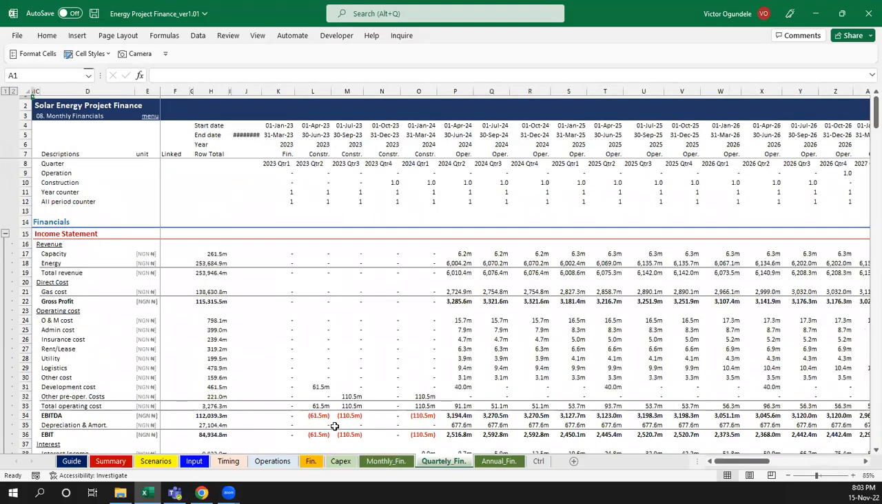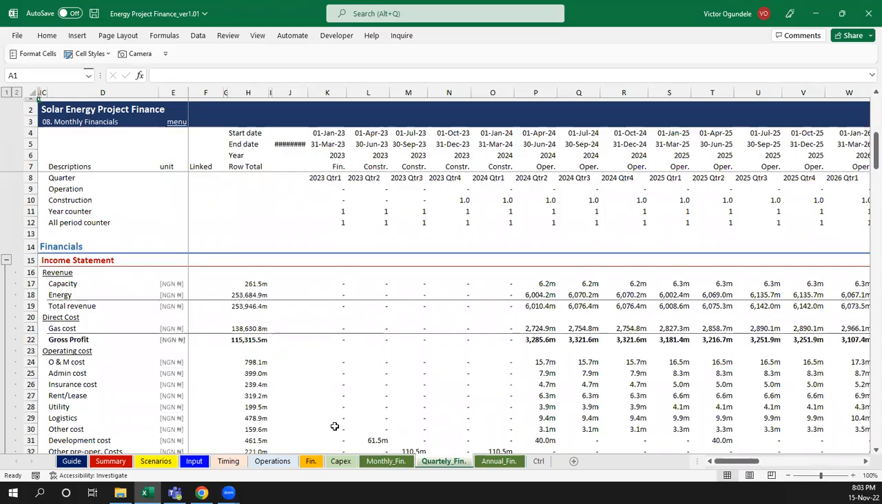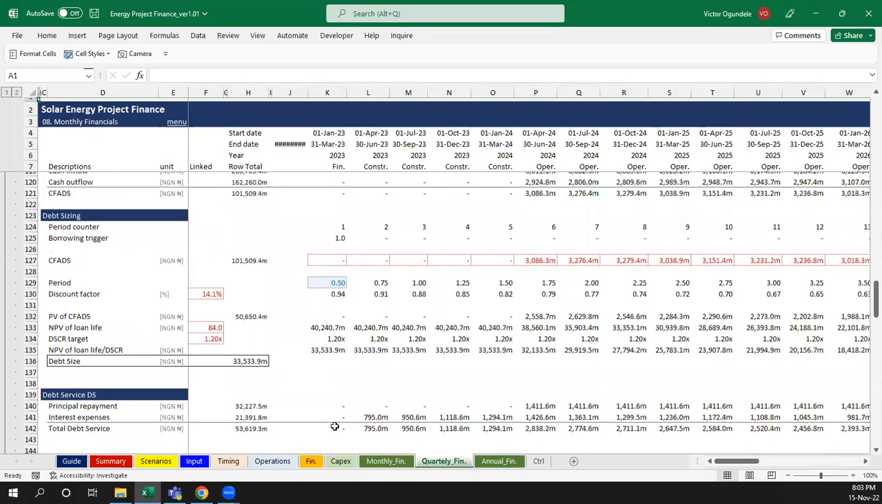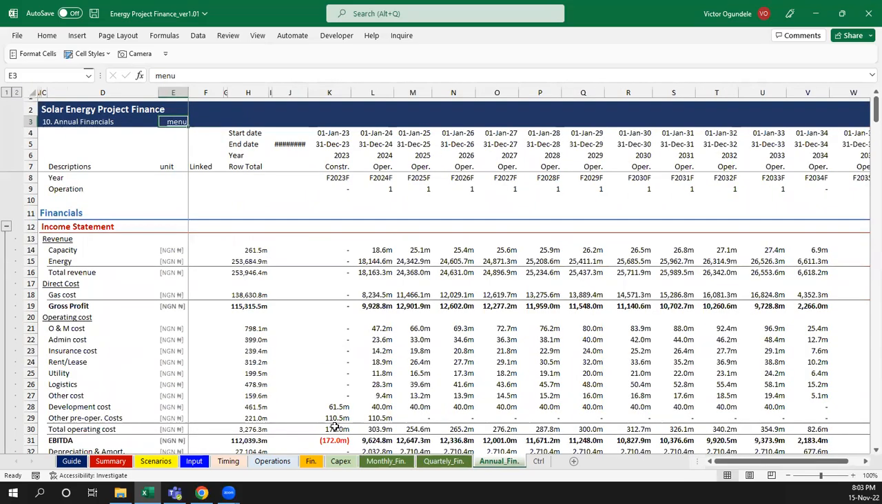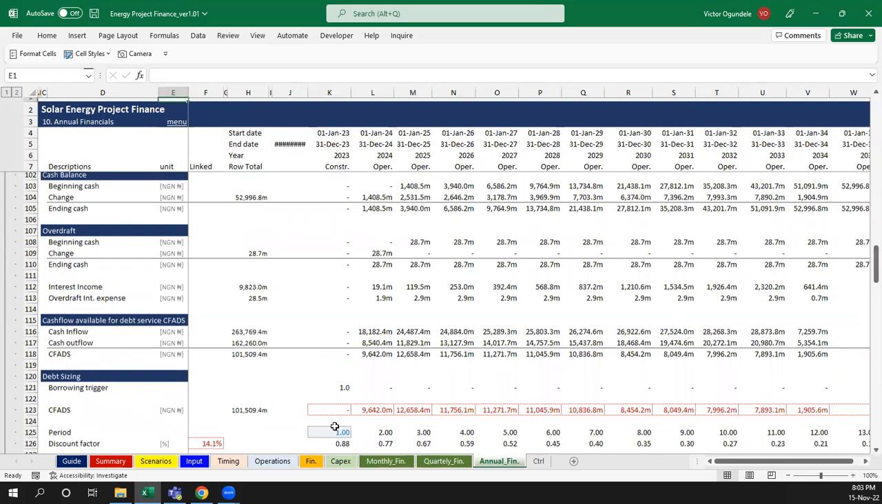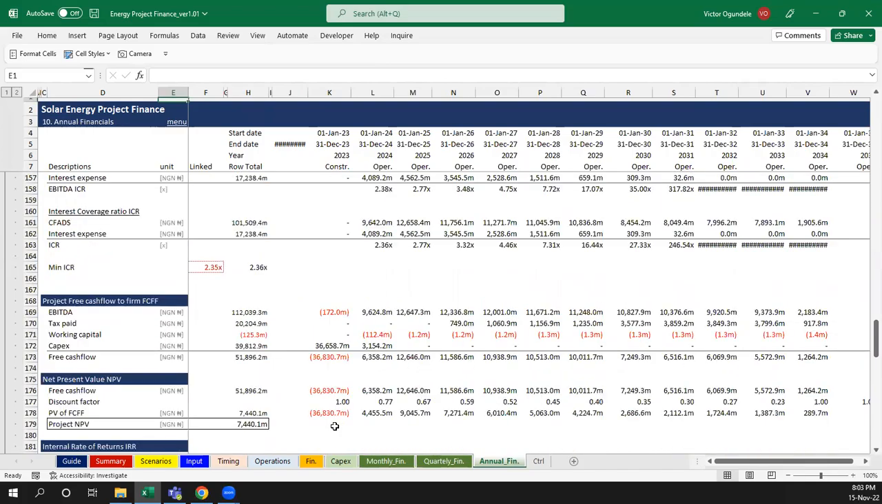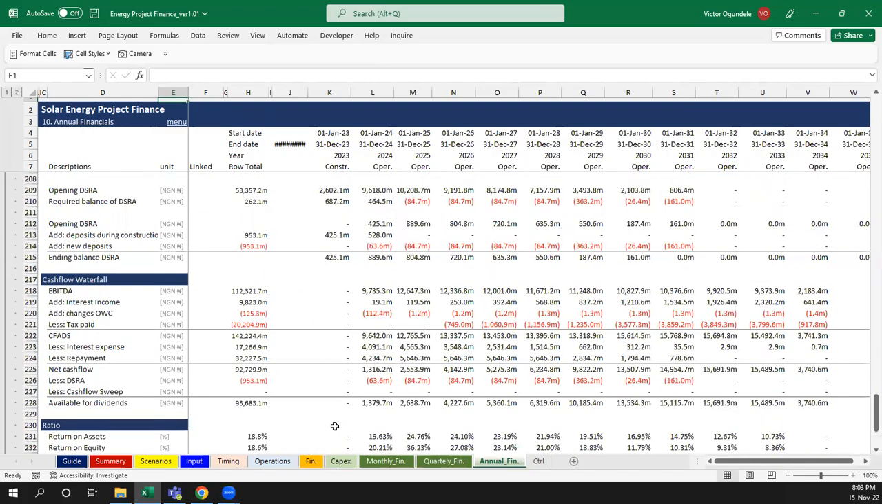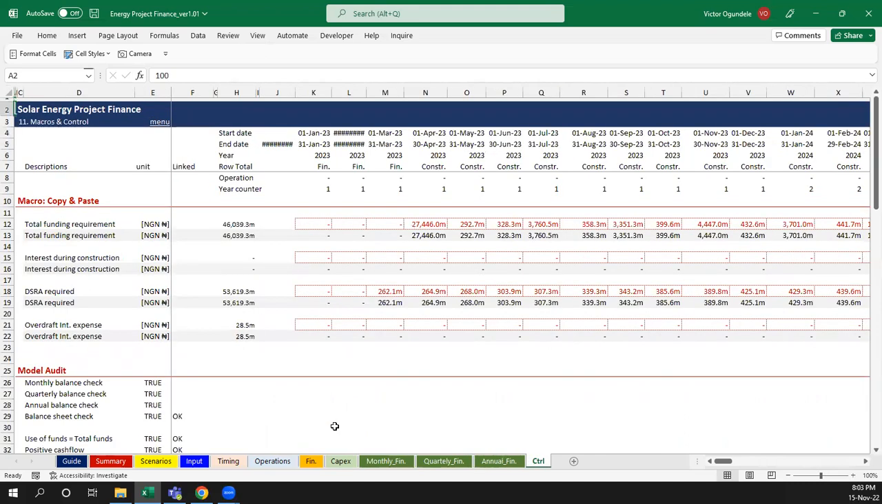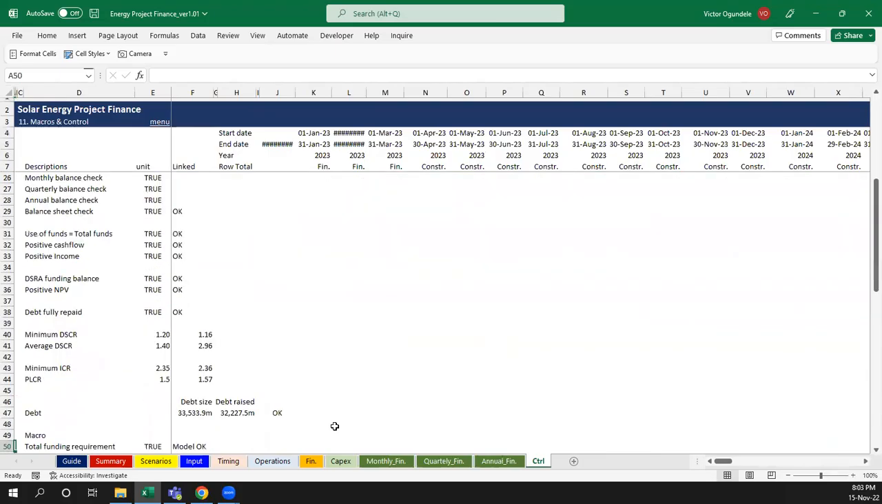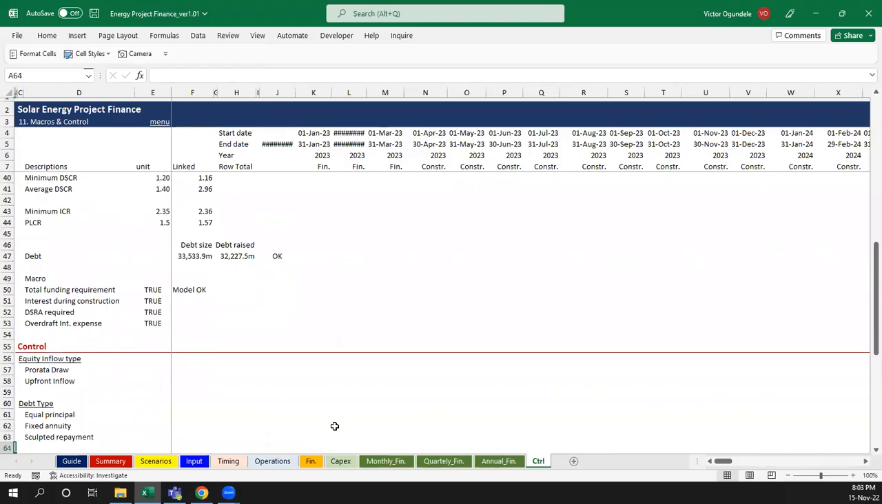So that's monthly, consolidated to the quarterly model, and then we have it in our annual model. So you can see everything being consolidated to the yearly period. Then you have your control. This is more like the control house where the macro is doing its work, right? And also the necessary model audit that was built into the model.